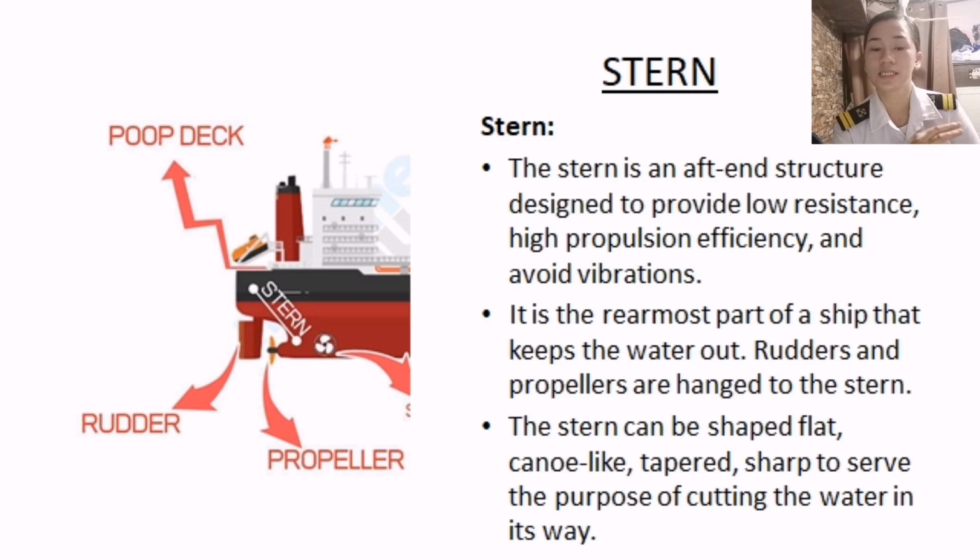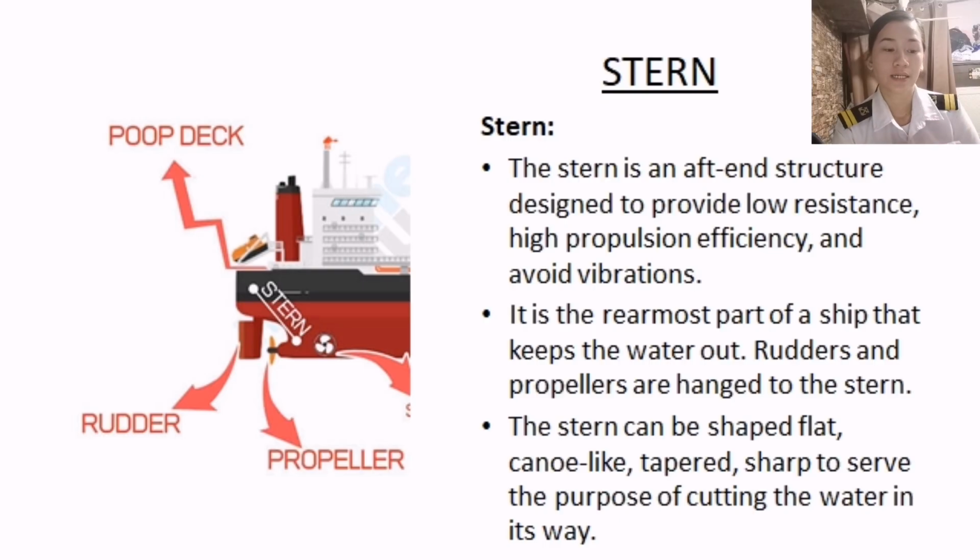Okay, so the stern is an aft end structure designed to provide low resistance, high propulsion efficiency, and avoid vibrations. Okay, so it is the rearmost part of a ship that keeps the water out. So unsa may makita nato diri sa stern, no? We can see the rudders and the propellers are hanged to the stern. Okay, so as you can see, naadra located sa ato ang stern ang ato ang propeller, naapo dira ang ato ang rudder.